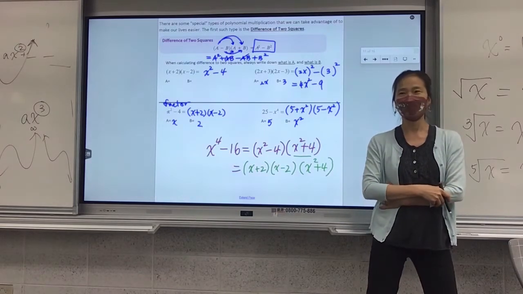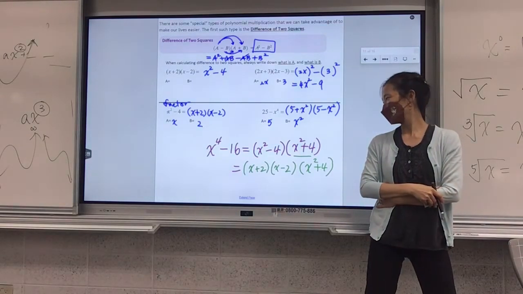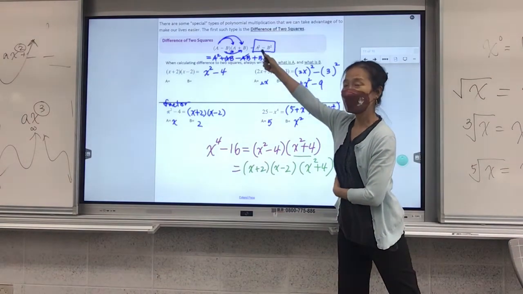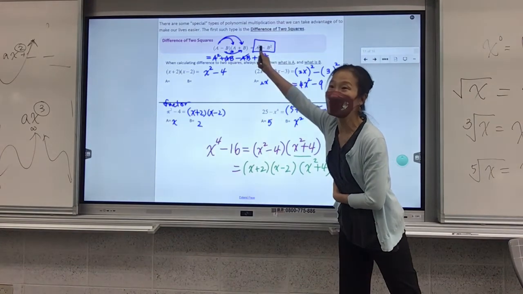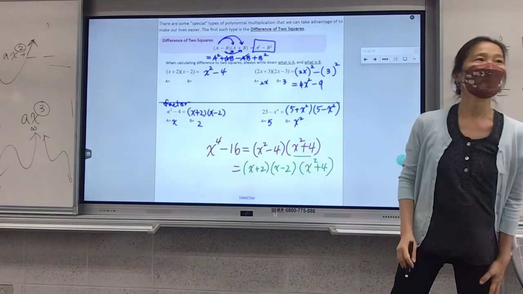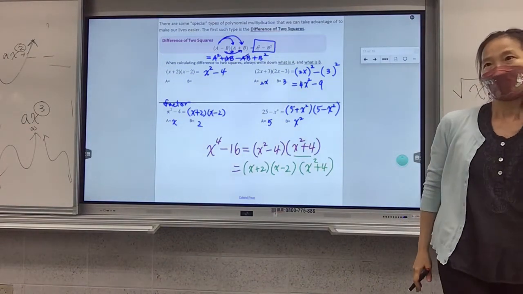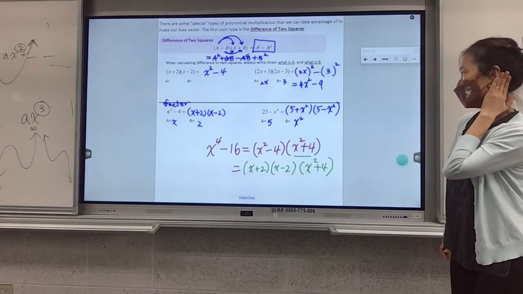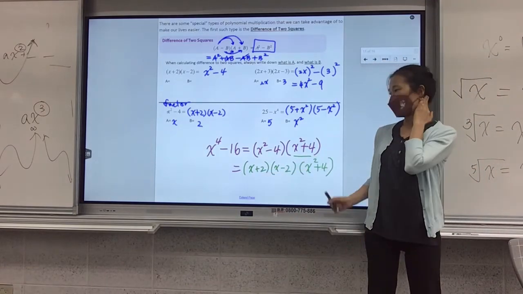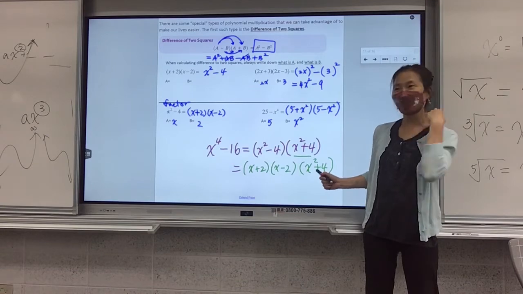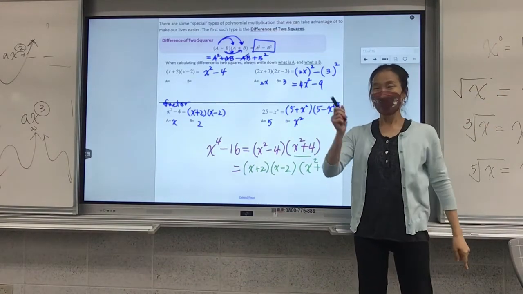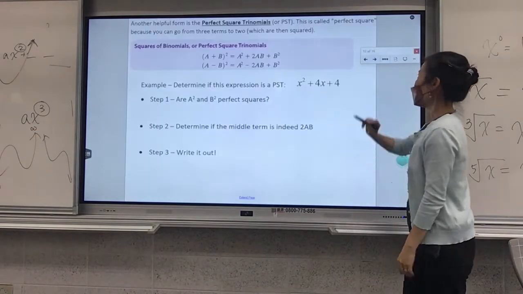Wait, can't you make that one x plus 2 and then x minus 2? What is the pattern? It needs to be a difference, not a sum. Oh, difference. So you have x plus 2 times x plus 2? Like the x squared plus 4, can that be x plus 2 squared? See, that's the same mistake as Andrew.